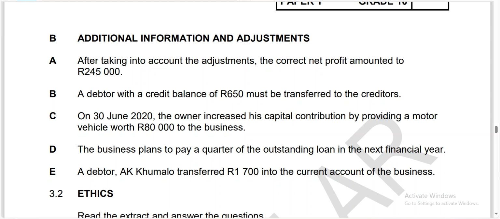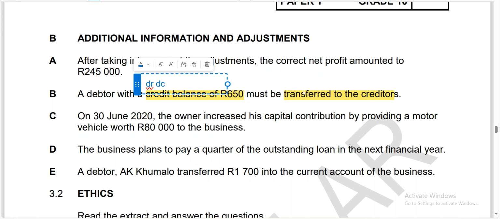Then the next adjustment says that a debtor with a credit balance, the keyword here is the credit balance, must be taken here and then transferred to the creditors control. Because at the moment that debtor has a credit balance, when I transfer him, I'm going to debit my debtors control. Then automatically I must credit my creditors control, because this person has a credit balance, and if I take him or her out, I must debit debtors control, so that the account becomes 0.